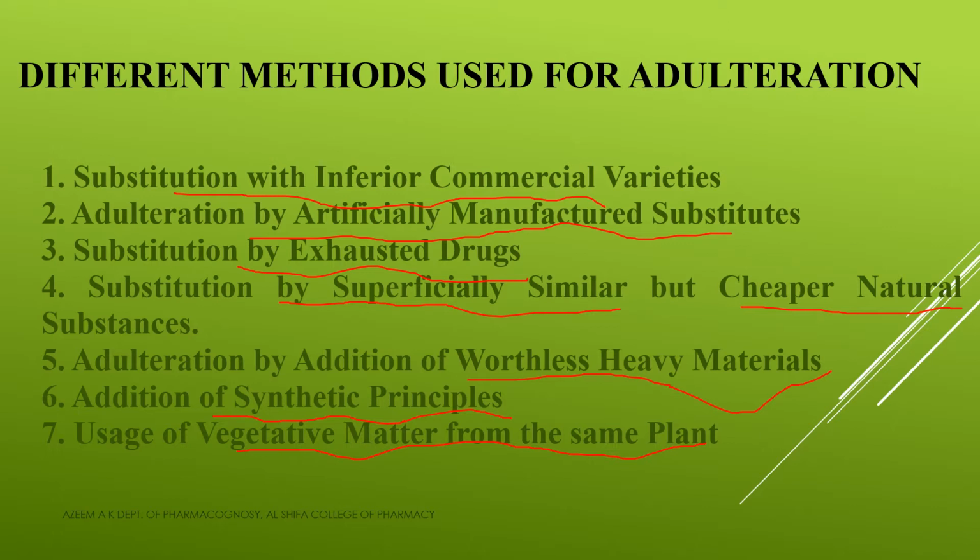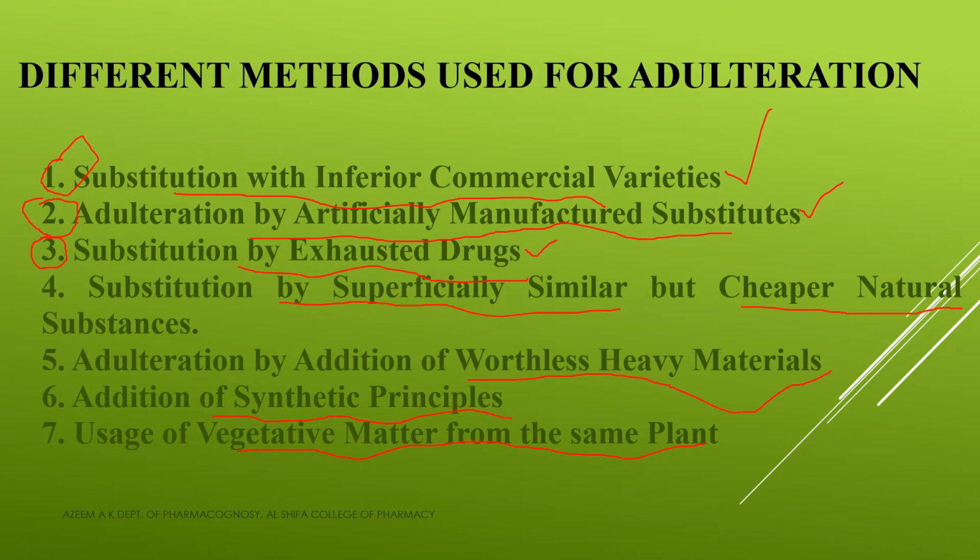So the first one is substitution with inferior commercial varieties. And the second one is adulteration by artificially manufactured substances. So here we are manufacturing the substances artificially, and this is the second type of adulteration, that is adulteration by artificially manufactured substances. Then the third one is substitution by exhausted drug, meaning the leftover material after taking the constituents from the drug, that is substitution by exhausted drug.